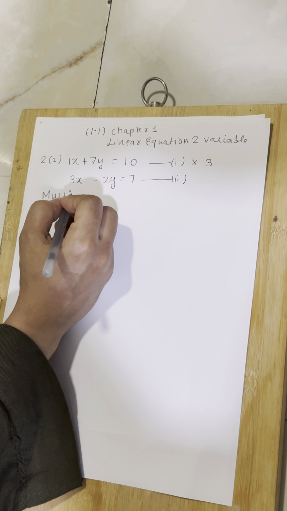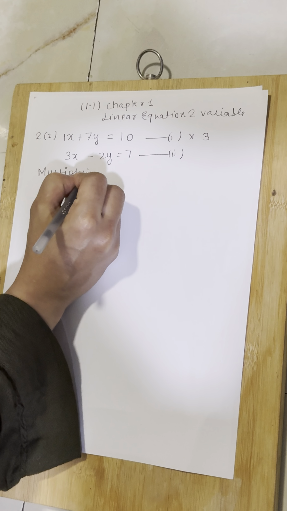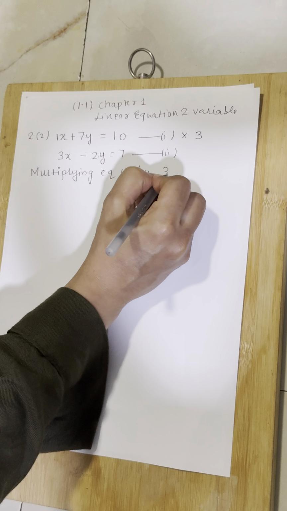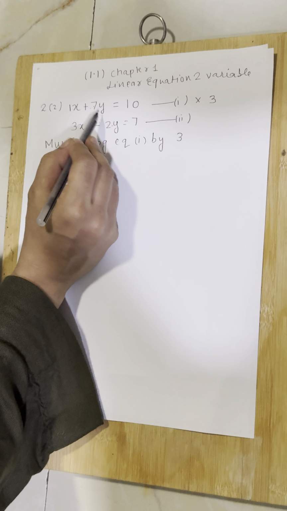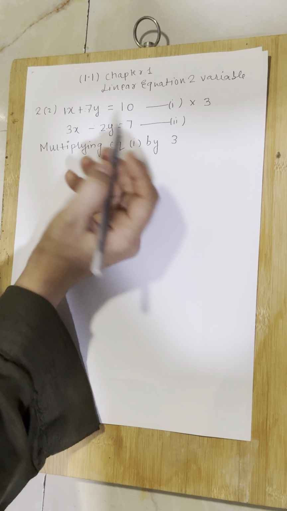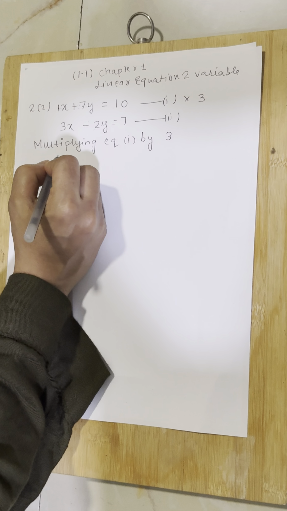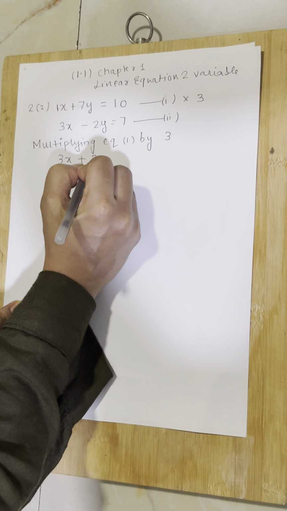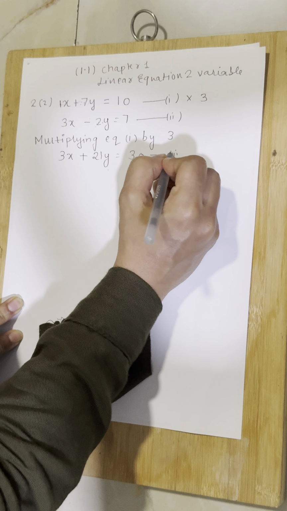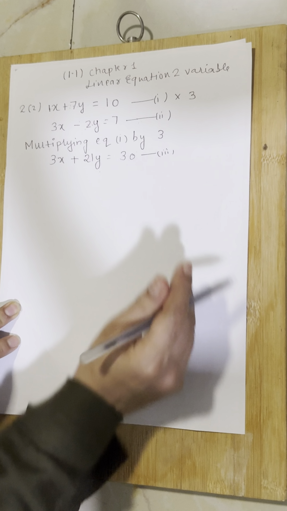Okay, we'll write now multiplying equation 1 by 3. Okay, because 7 and 2 don't come in the same table, so here we'll apply for x variable. So directly we can get 3. So 3 1s are 3, 7 3s are 21, and 10 3s are 30. Now the new equation becomes 3x plus 21y equal to 30. Okay, we will not work with this old equation. These are the two new equations now.